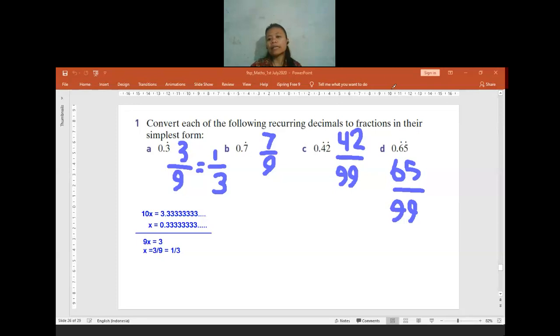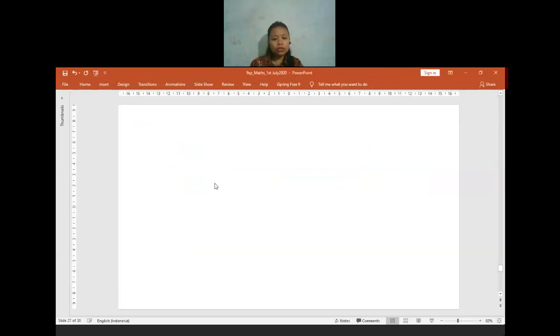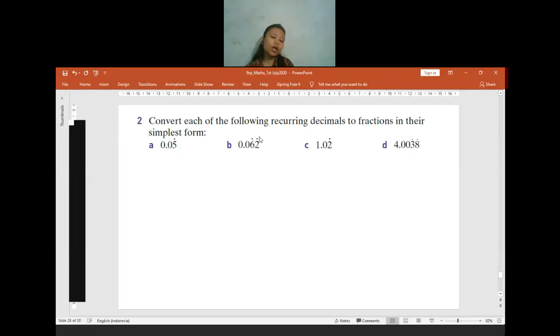0.05 recurring. How many digits are repeating or recurring in question 2? One. So, what is the x? Anyone want to help me? The x will be equal to what?